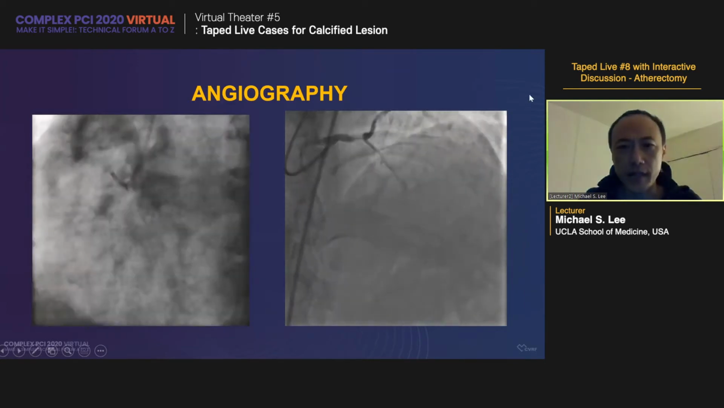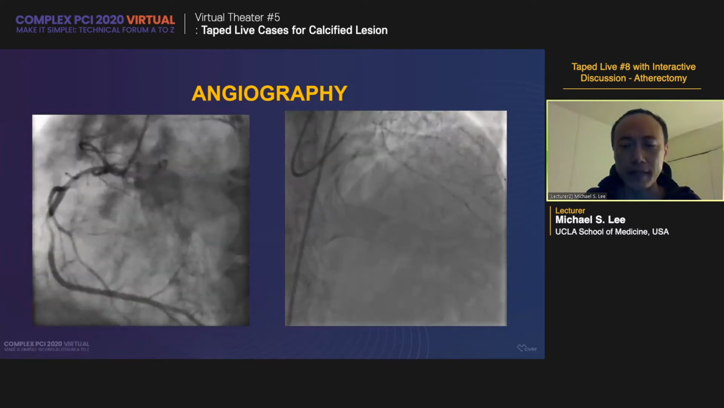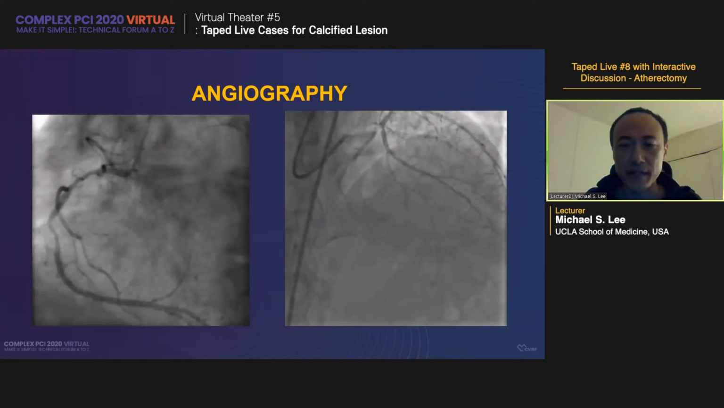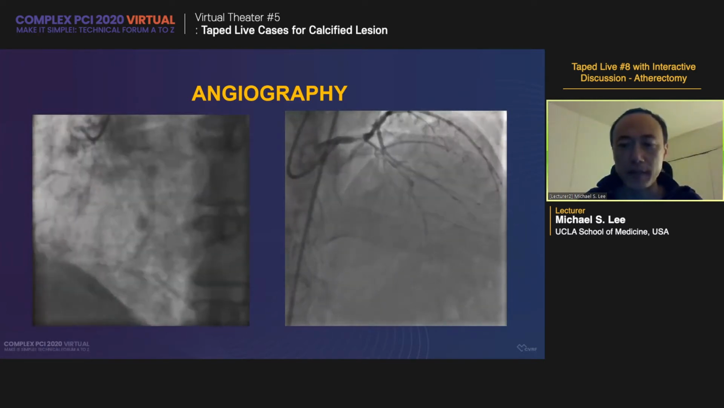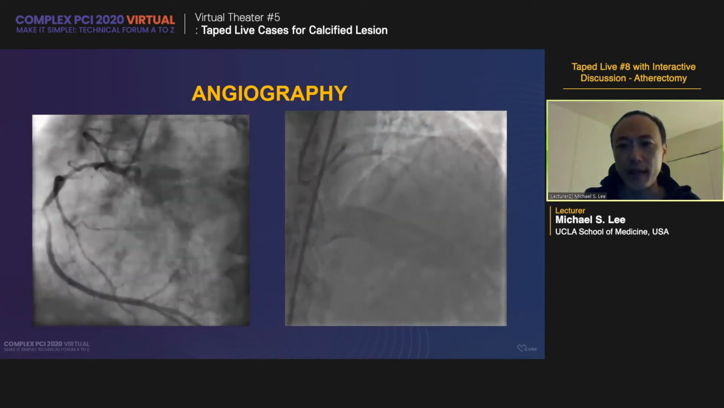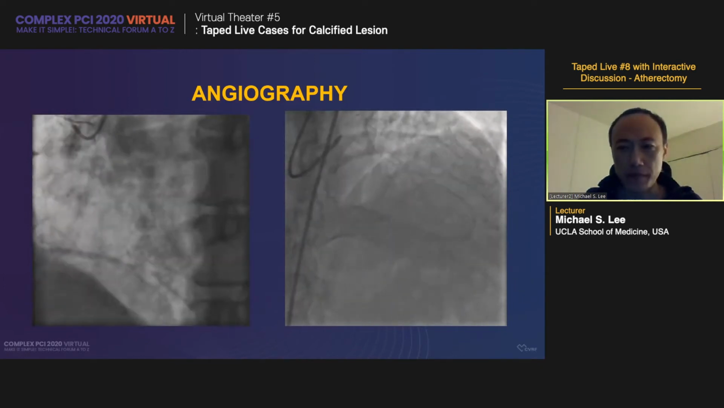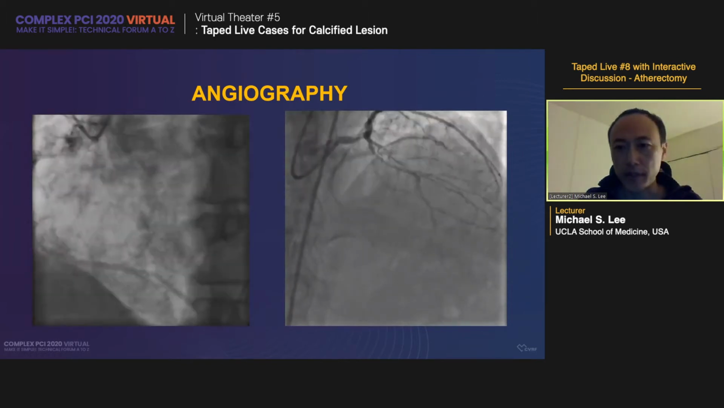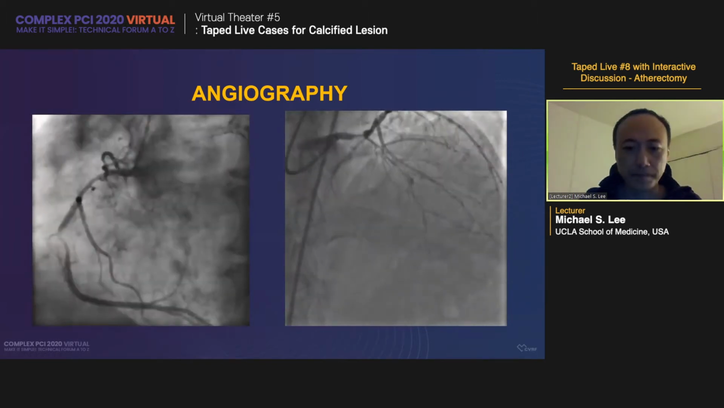And you can see his apical cranial view of the LAD. He has distal left main disease. He has calcified proximal LAD. It's a long diffuse lesion. And distally, it quite tapers off. And there's also a lesion at the distal LAD.